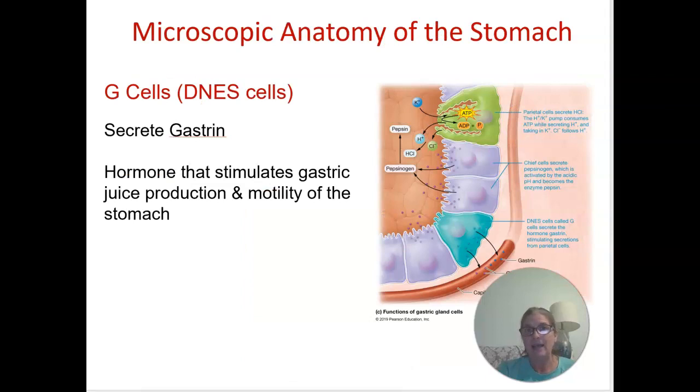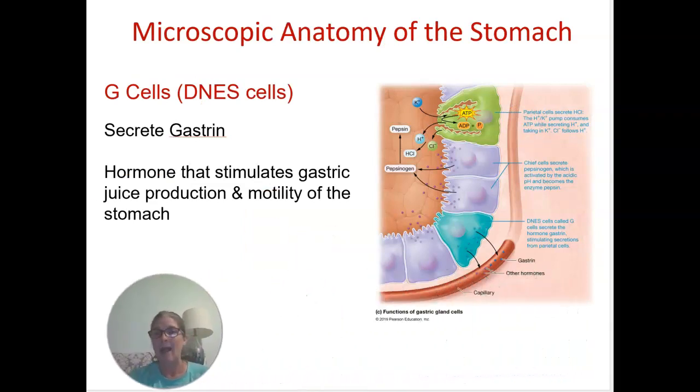And then we have gastrin, which comes from those DNES cells, or these enteroendocrine cells. When we look at gastrin, it's typically called a G cell, which is fine for us. This makes the hormone gastrin. It's a hormone produced by the cell, and then it goes into your blood. You could probably guess that gastrin is going to stimulate gastric juice production and motility of your stomach. So it increases the digestive processes happening in your stomach.